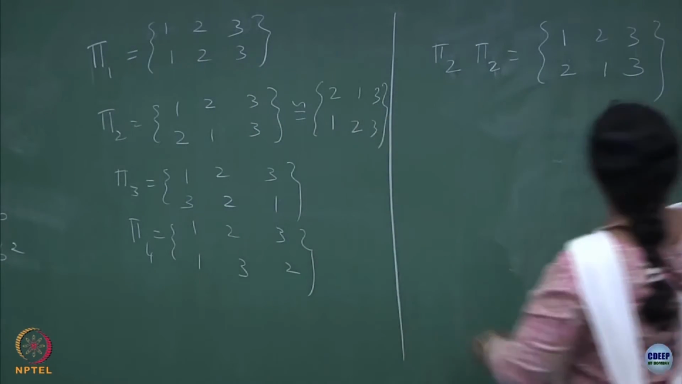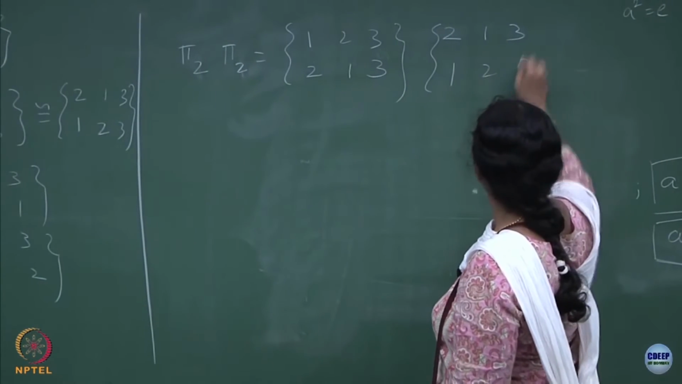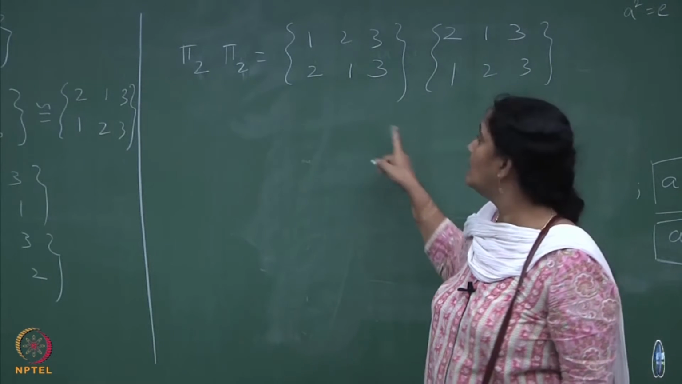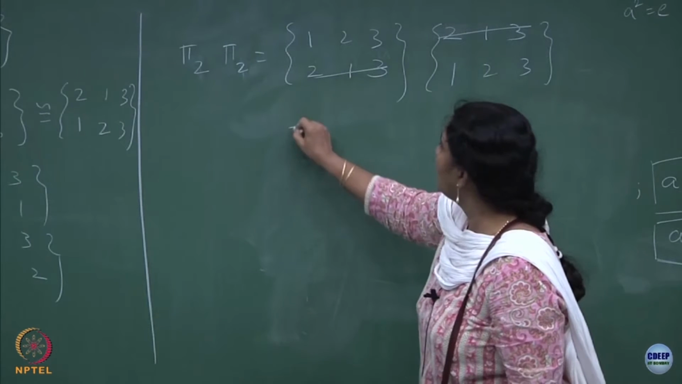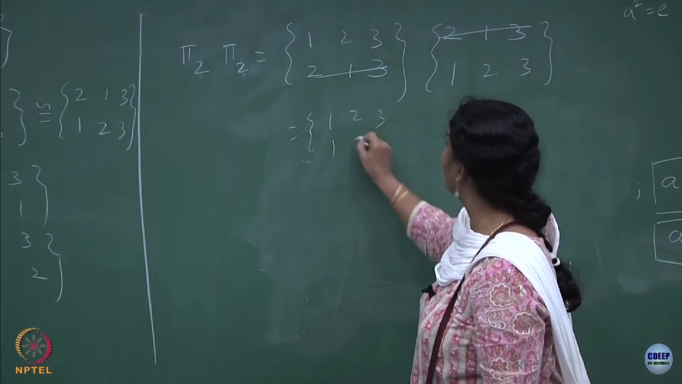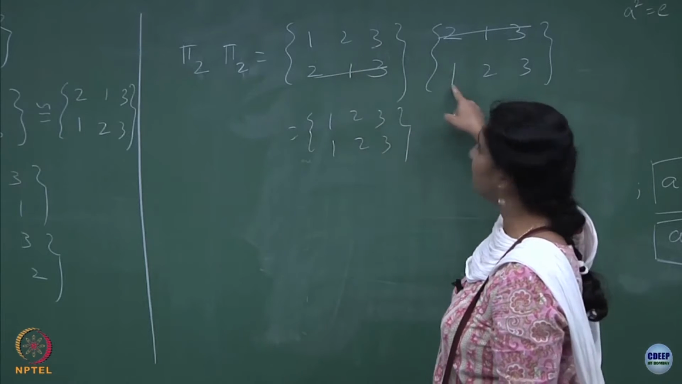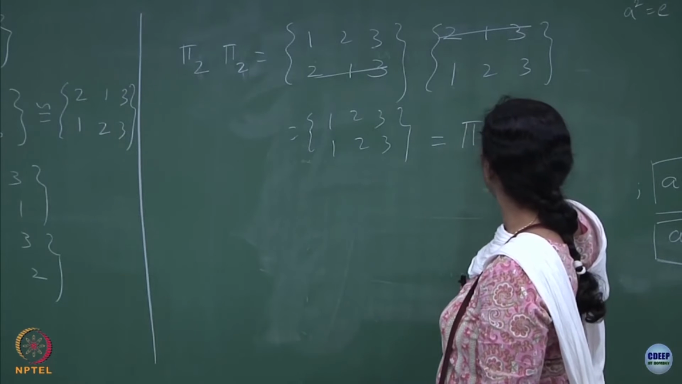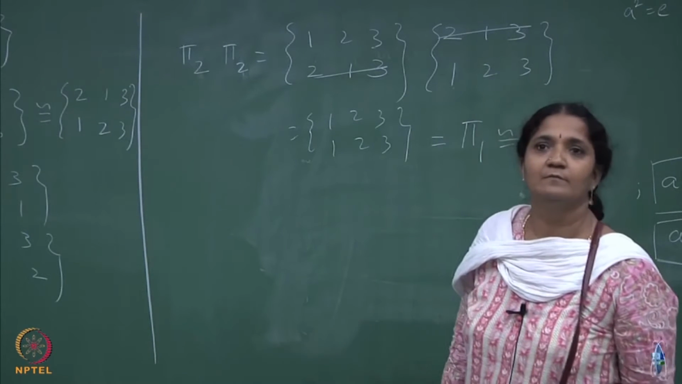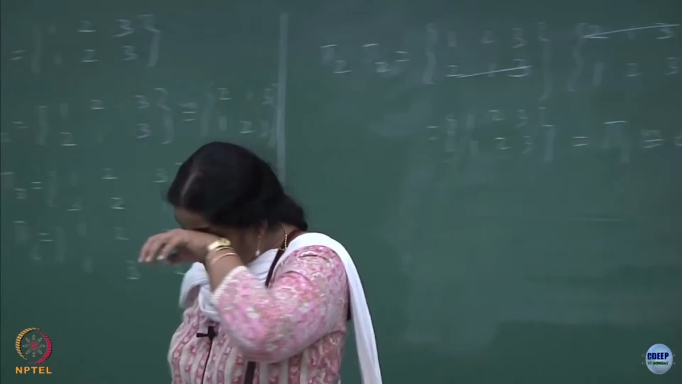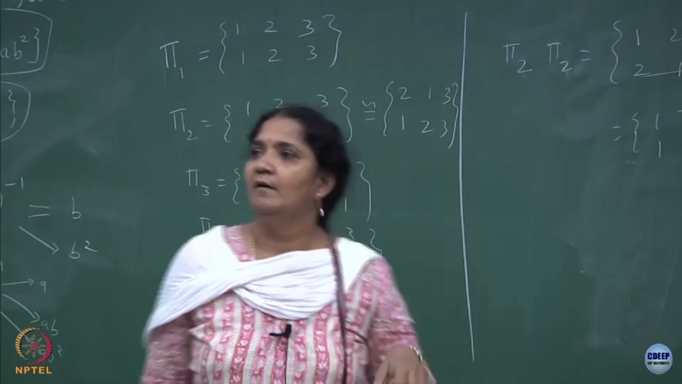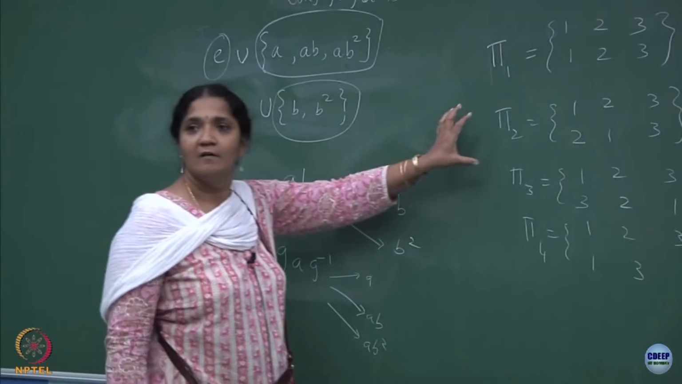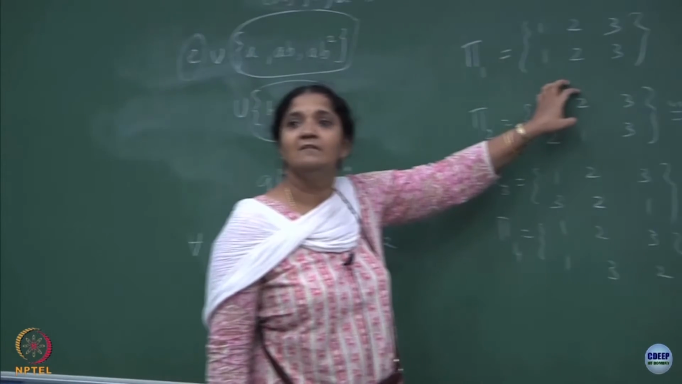So, 2, 1, 3 will go to 1, 2, 3. Okay. So, this is the multiplication procedure. When you do that, you get, so you write the initial and the final, and this is what I call pi 1, which is the identity element. Okay. So, the multiplication in this case is a little different, elements are written differently.